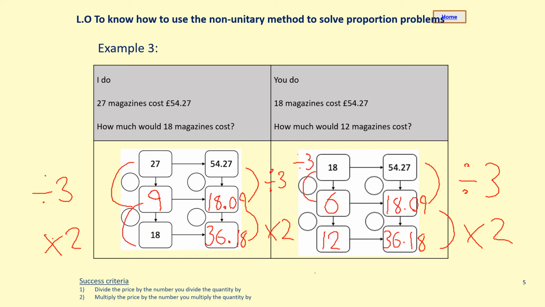Oh, actually, sorry, I've made a mistake. No, that is correct. Sorry, apologies, that is correct. Okay, sorry about that. I thought I made a mistake for a minute, but that is indeed the correct answer. So really well done if you got £36.18 there.